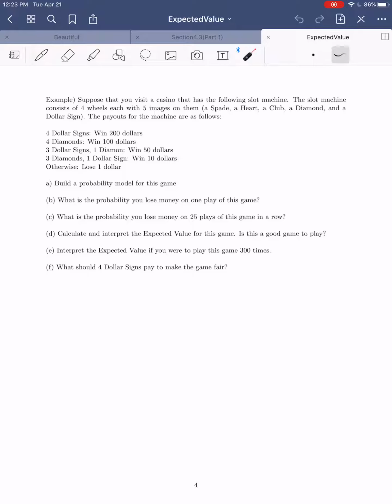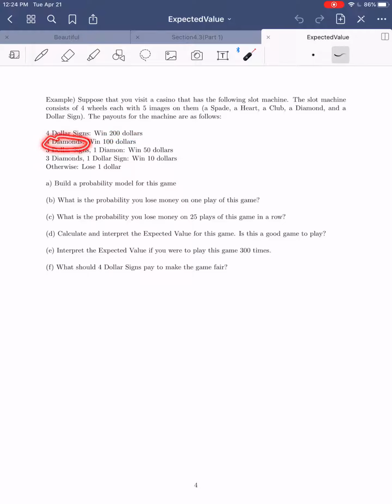So let's suppose that you visit a casino that has the following slot machine. The slot machine consists of 4 wheels. So 4 wheels spin around, and on each of these 4 wheels, there are 5 images: a spade, heart, club, diamond, and dollar sign. Depending on the combination of images that come up, you may win or lose money. According to this, if 4 dollar signs all show up, you win $200. You could think about that as the jackpot.